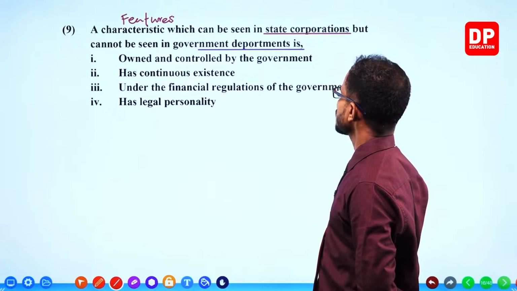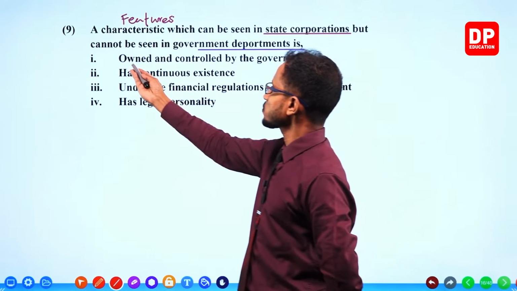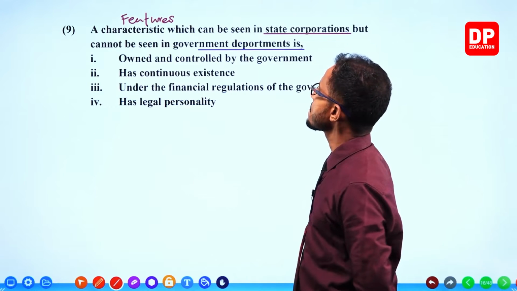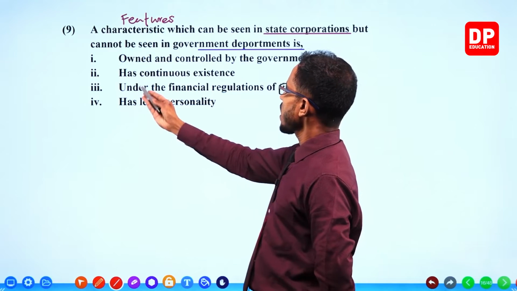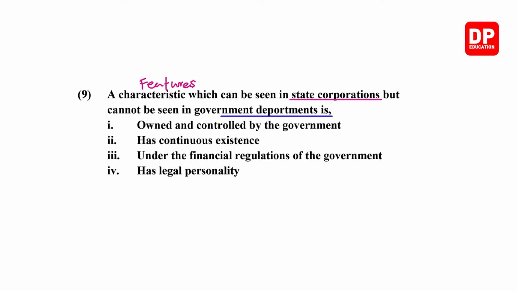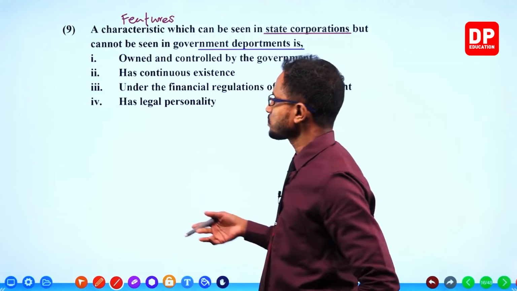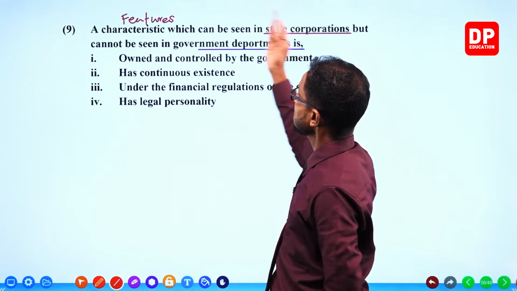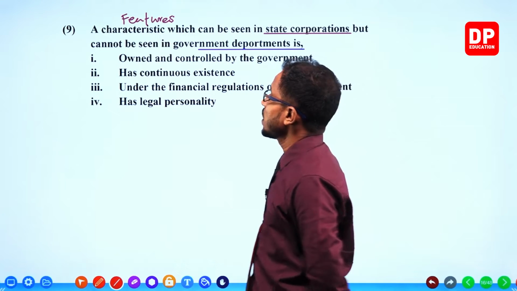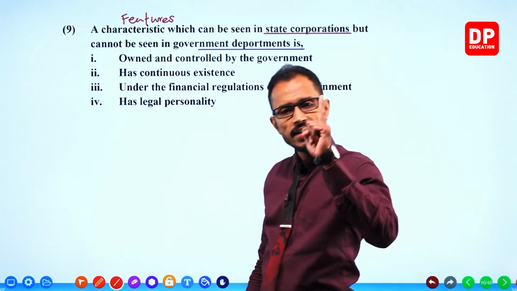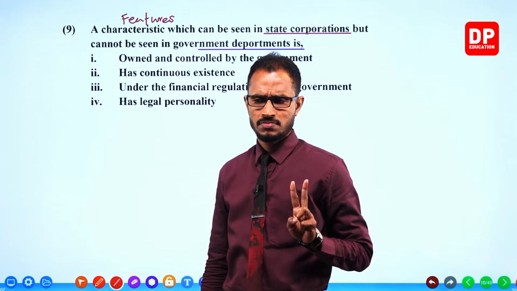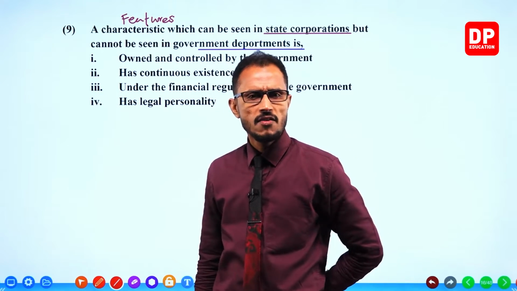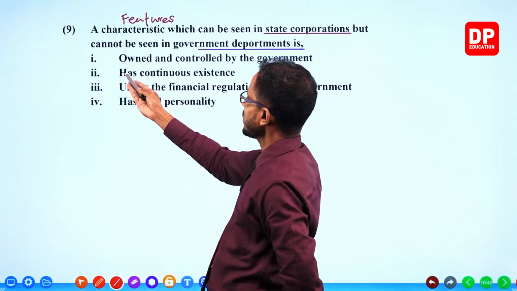Is that true? First one, owned and controlled by the government. Has continuous existence. Under the financial regulations of the government. Has a legal personality. Now, what is the difference between state corporations and government departments? Is it owned and controlled by the government? That is common to both of them. Of course, it's common. Both are government organizations. So, we can't take it.